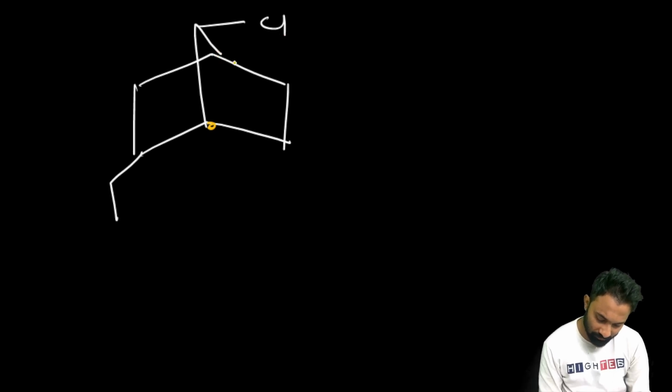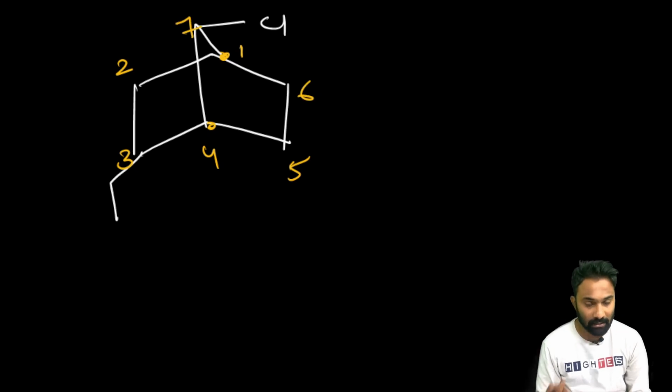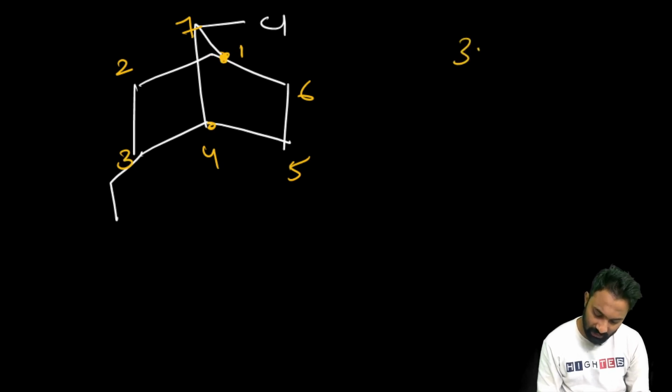To select the path for this one, substituents are also there. Substituents should get the least number, right? Then if you choose the numbering for this carbon, 1, 2, 3, 4, 5, 6, and the bridged carbon is the last priority, that is 7. Done. Clear? Here you can see 1, 2, 3. Substituent is getting 3 plus 7. 3 and 7.